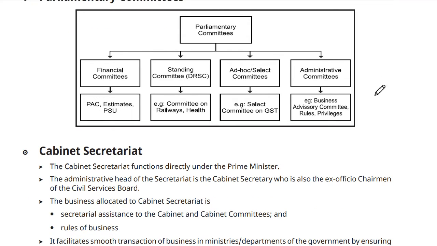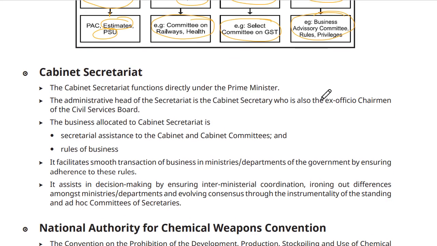Parliamentary committees. Financial committees: PAC, Estimates Committee, PSU. Standing committees: DRSC, Committee on Railways and Health. Ad hoc select committees, for example the Select Committee on GST. Administrative committees, for example the Business Advisory Committee, Rules and Privileges.